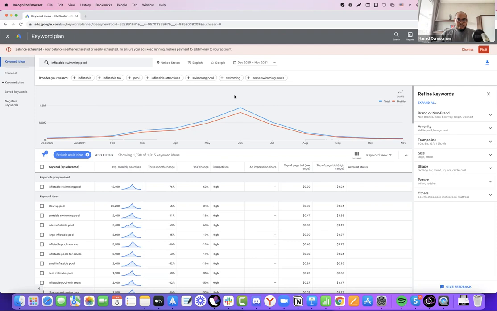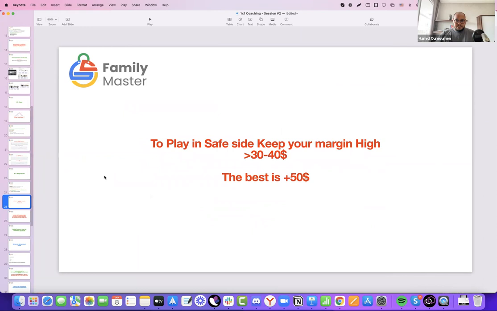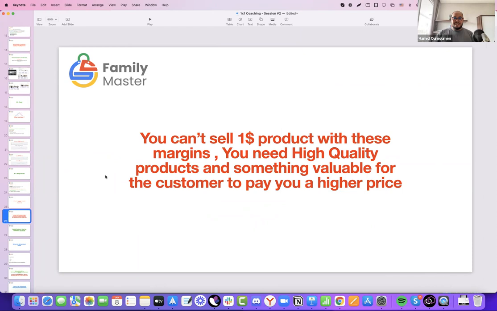Let's go to the margin rules. The best is more than $50 margin. So more than $50 margin is good. Just put the products on the list and let's start. One thing, it's impossible to sell $1 products with high margins, because you need high quality products and something valuable for the customer. When you find a product, always ask yourself, is that valuable for the customer or not? If not valuable for the customer, the customer will not pay a higher price.